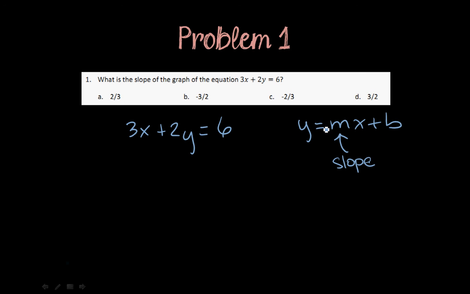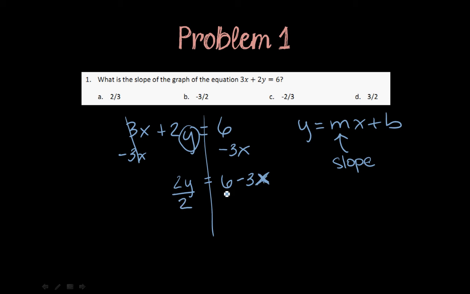So right now we can't use this equation because this y is not by itself. So we need to get it by itself. Since we're solving for y, we're going to move everything else except for the y, and we're just going to leave y exactly where it is. So first we're going to subtract 3x from both sides. And so 6 minus 3x, we just write it like that. They're not like terms, so we don't get to combine them. And then we just divide everything by 2.